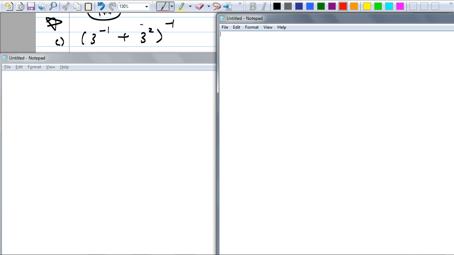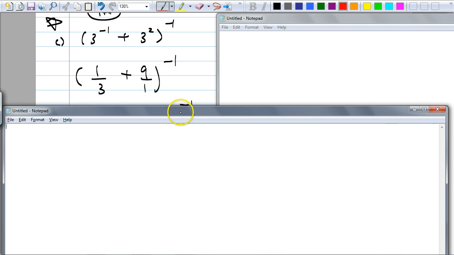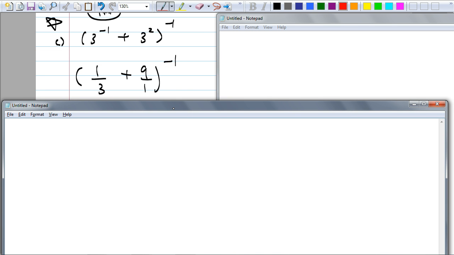Is that okay? So what is 3 to the negative 1, guys? 1 over 3. What is 3 squared? 9. The whole thing is raised to the negative 1. So you basically get (1/3 plus 9 over 1) to the negative 1 power. We still have to follow the order of operations, don't we? So we have to deal with what's inside the parentheses. How do we add these fractions?